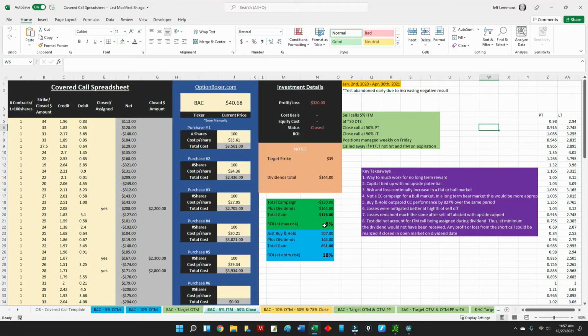You can see again on the life of this, the return on risk was negative 5%, or I lost $176 over the period. Again, just buying and holding the shares over this time frame would have yielded me 18%. So buying and holding would have again been the better alternative.